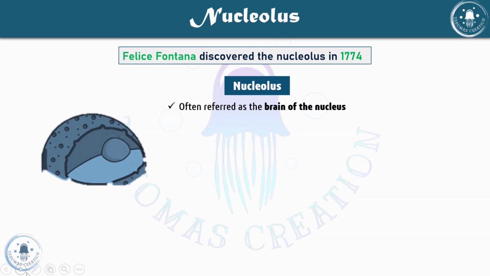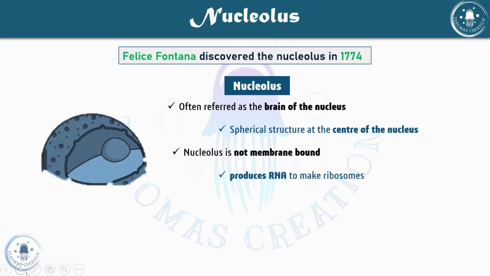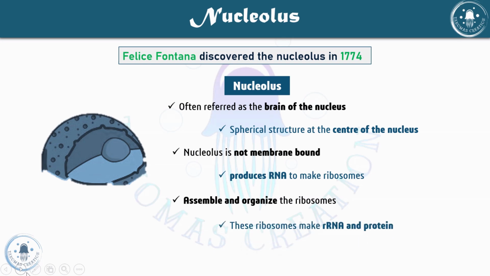Okay, the brain of the nucleus. Now the spherical structure at the center of the nucleus, as I said, the nucleolus, is not membrane bound. It produces RNA to make ribosomes. So the main function of the nucleolus is to produce RNA so that it can make ribosomes. Now it assembles and organizes these ribosomes, which make the rRNA and proteins.